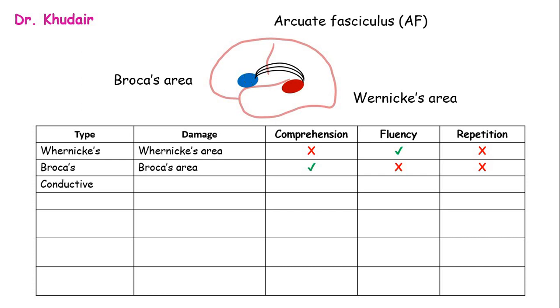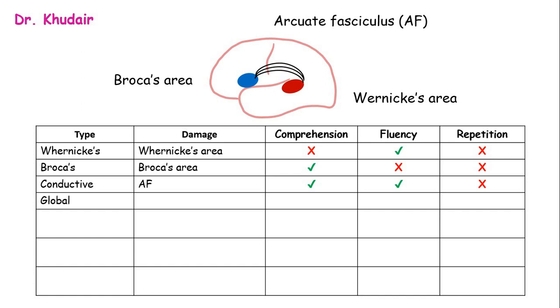Next, we have conductive aphasia, which affects the conduction structure, which is the arcuate fasciculus. Since Wernicke's and Broca's areas are intact, comprehension and fluency will be intact. And lastly, we have affected one of the three structures for repetition, so repetition will be affected.